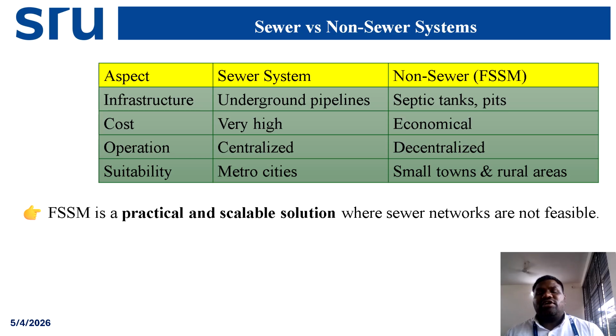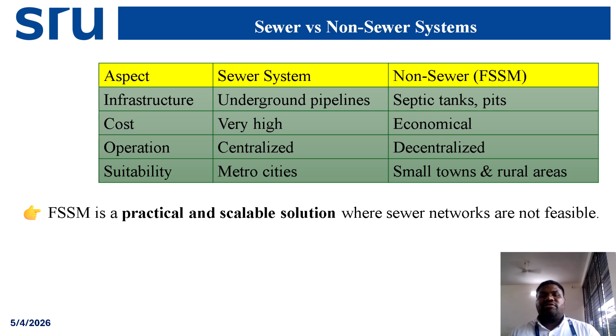For non-sewer systems, the initial cost is reduced. Only a particular tank needs to be designed. For periodical maintenance, we need to clean the tanks only once in 3 years. Coming to operation, in a sewer network every household connects its pipes to one place where wastewater treatment can be arranged so that it can be treated. That is called centralized. Here, for every 2 to 3 houses, or maybe each household, there is a particular septic tank or latrine. That is called decentralized treatment.